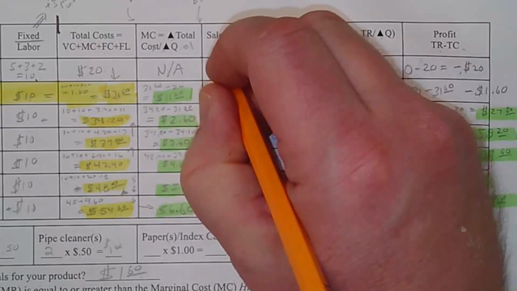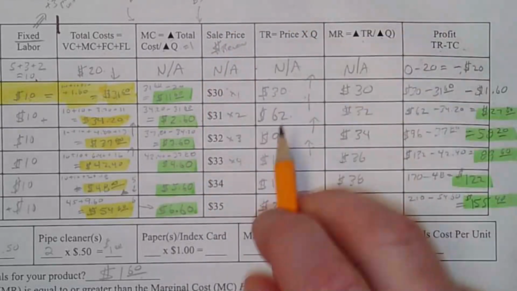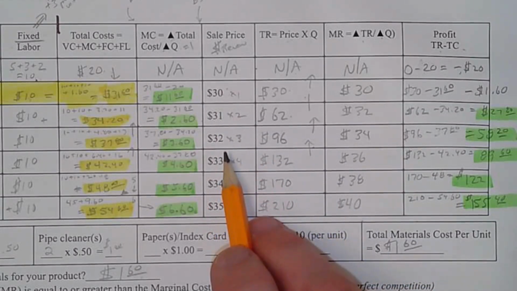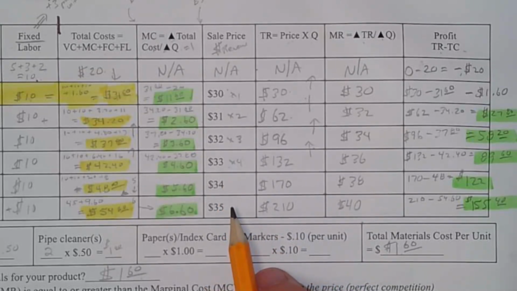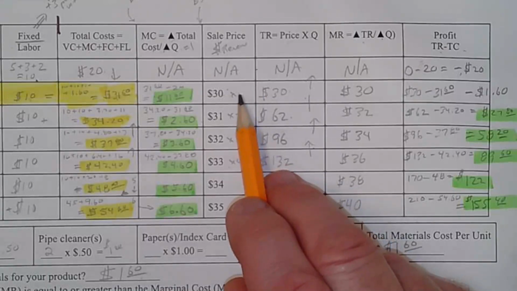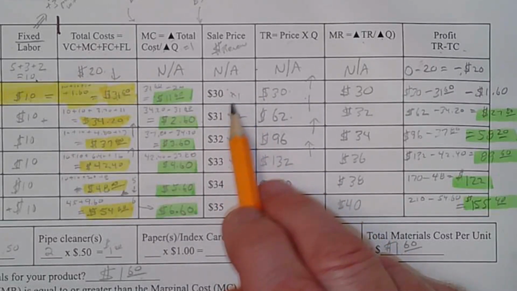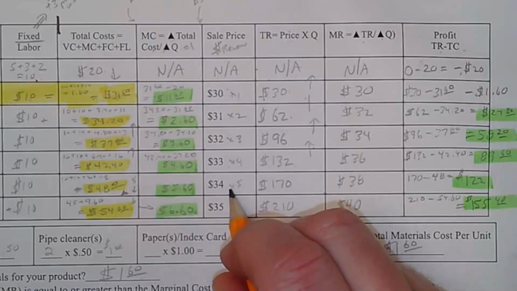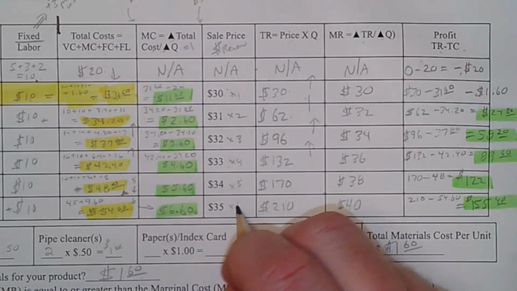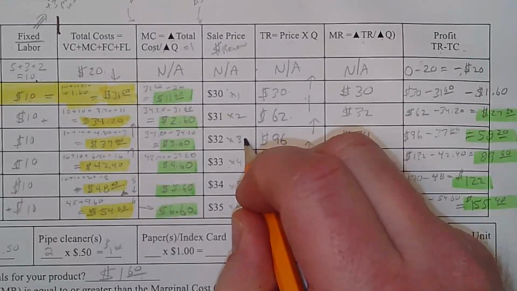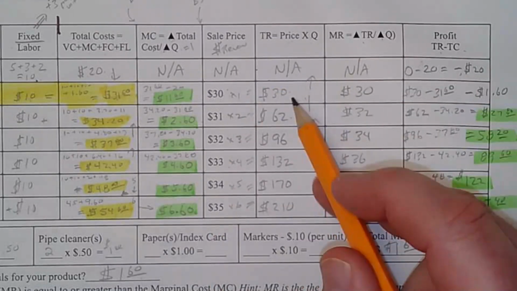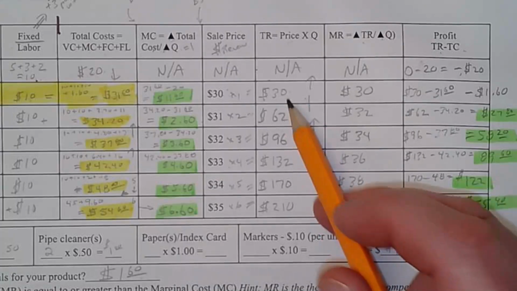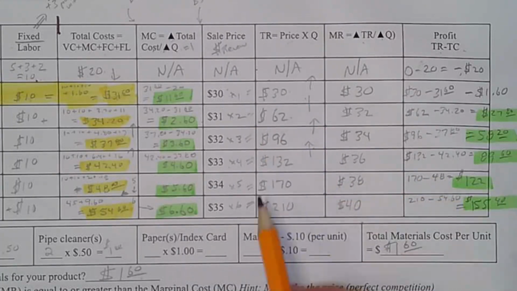So this is going to be our revenue. The sale price is $30 for one, $31 for two, and on down. You're increasing your price as you increase your supply. So now for the quantity, I'm going to multiply 30 by 1, $31 by 2 units, $32 by 3 units, and on down. 34 times 5, 35 times 6. And that's going to equal my total revenues. So my revenues are going to be 30, 62, 96, 132, 170, and 210. Because I'm selling bigger quantities, I'm going to have bigger revenues.